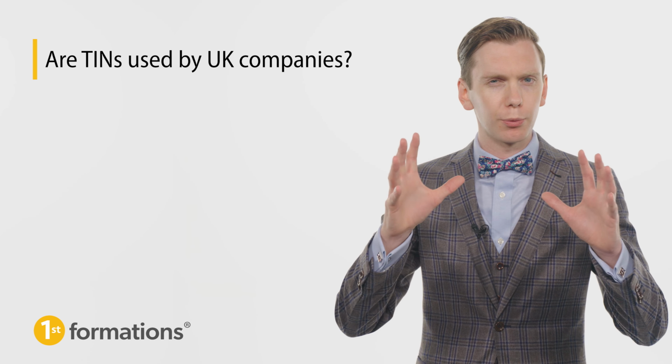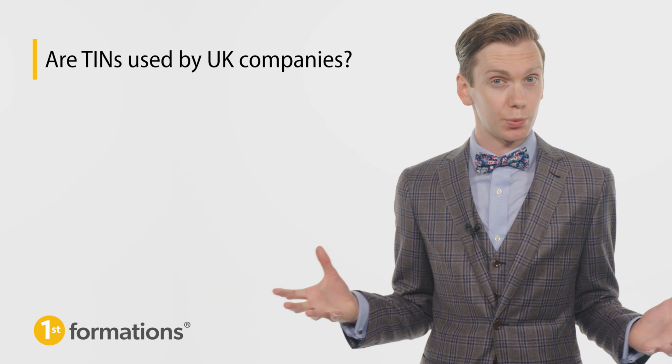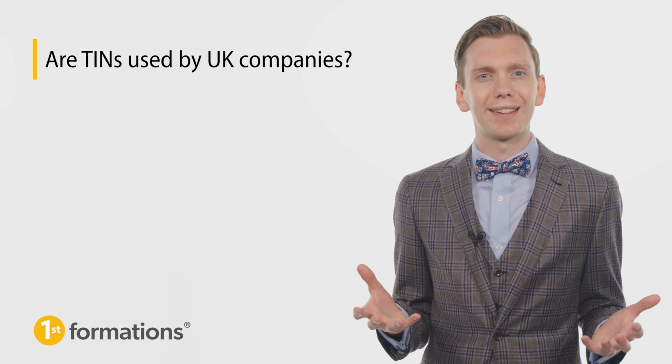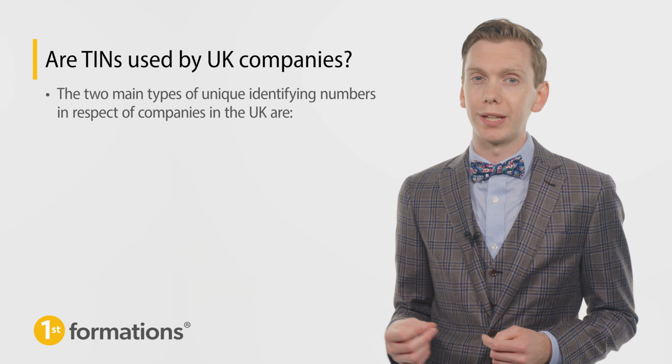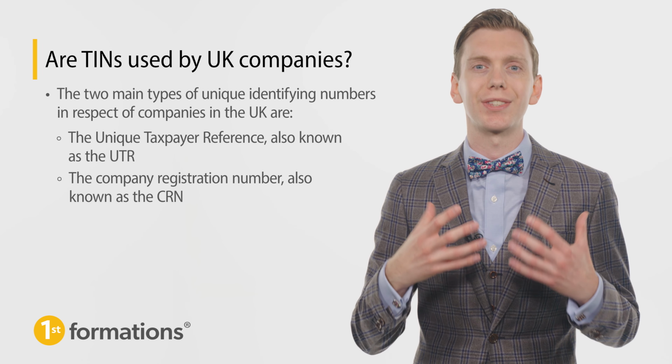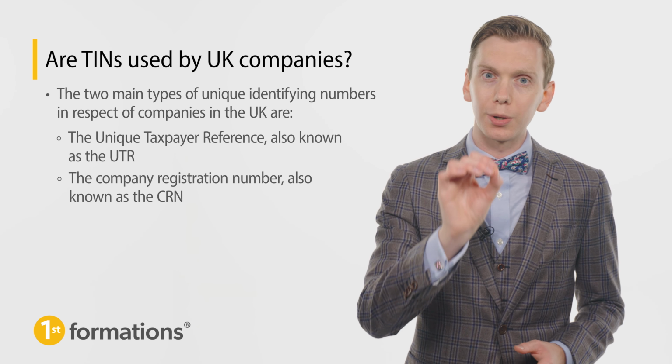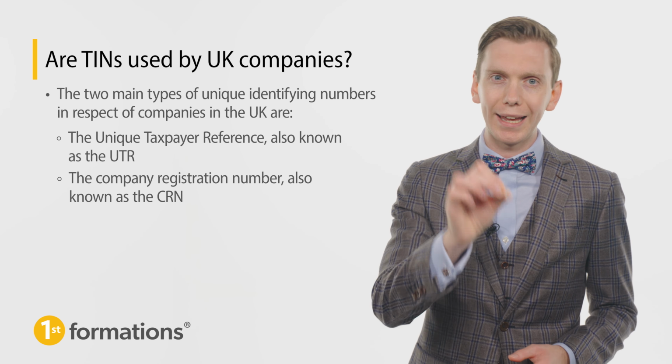And whilst there is no official TIN to speak of, it's worth noting the two main types of unique identifying numbers in respect of companies in the UK, which are the Unique Taxpayer Reference, also known as the UTR, and the Company Registration Number, also known as the CRN. So let's take a closer look at these numbers and why they might be relevant when talking about TINs.